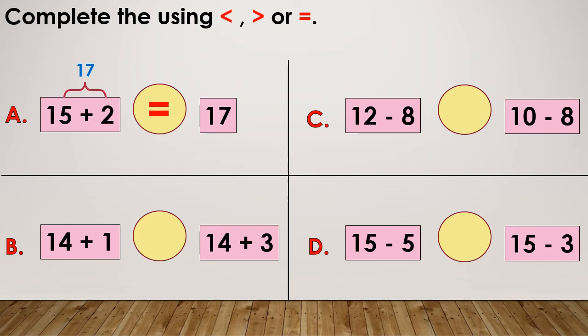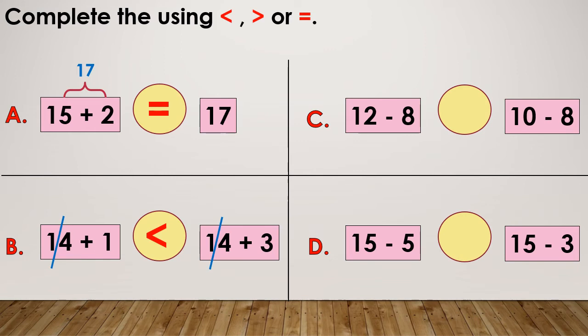Now, letter B. Oh, I can see common addends here. Did you also notice that? Let us cross it out. There you go. Since we know that 3 is greater than 1, therefore the answer is 14 plus 1 is less than 14 plus 3. Let's move on to letter C.